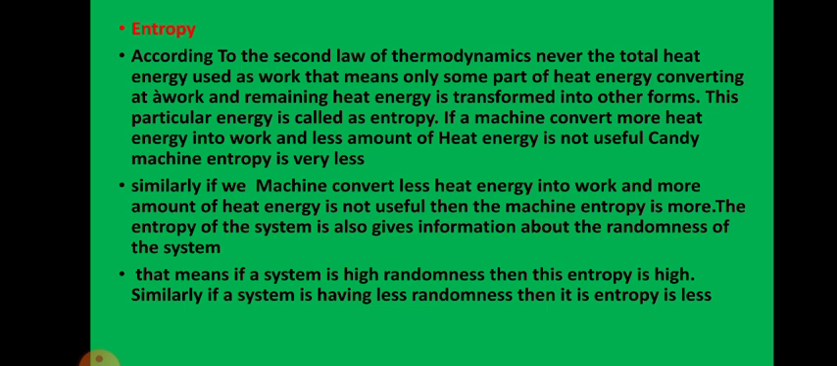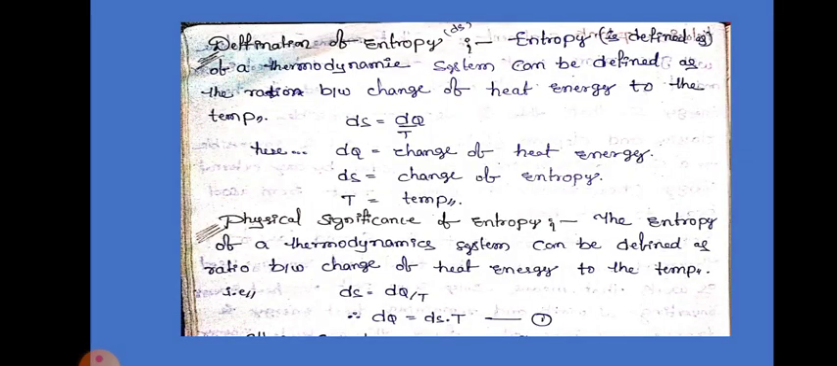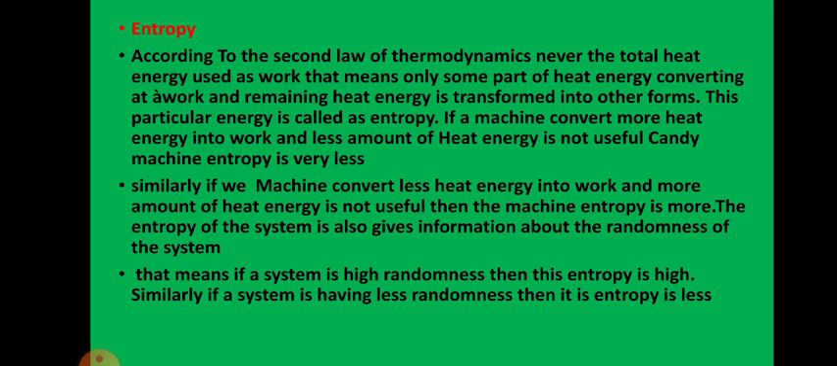The entropy of a system also gives information about the randomness of the system. That means if a system has high randomness, then its entropy is high. Similarly, if a system has less randomness, its entropy is less.